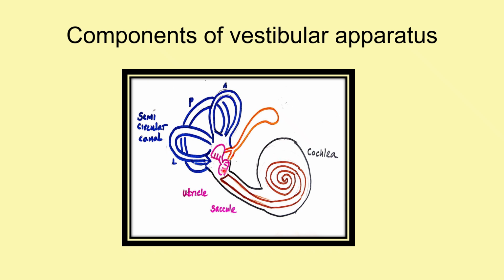Utricle and saccule are important for static equilibrium. The semicircular canal is important for dynamic equilibrium. The vestibular apparatus is located in the petrous part of the temporal bone.